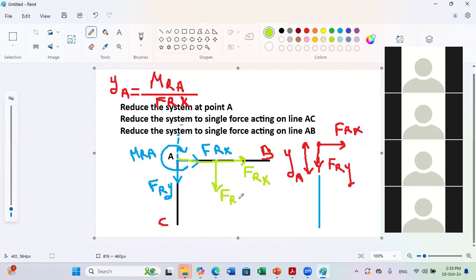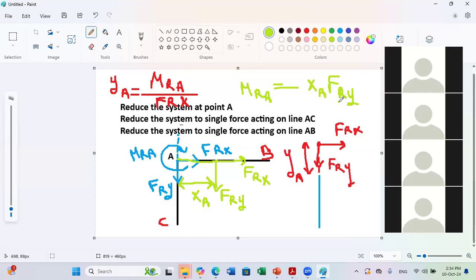Okay. And because of this, I can consider that the distance to determine, I will call it X from A. The distance I should displace from A in the right direction is such that MRA is equal to XA times FRY. And in this way, I can find that the distance to displace along AB, XA, is equal to MRA over FRY. Okay, clear?